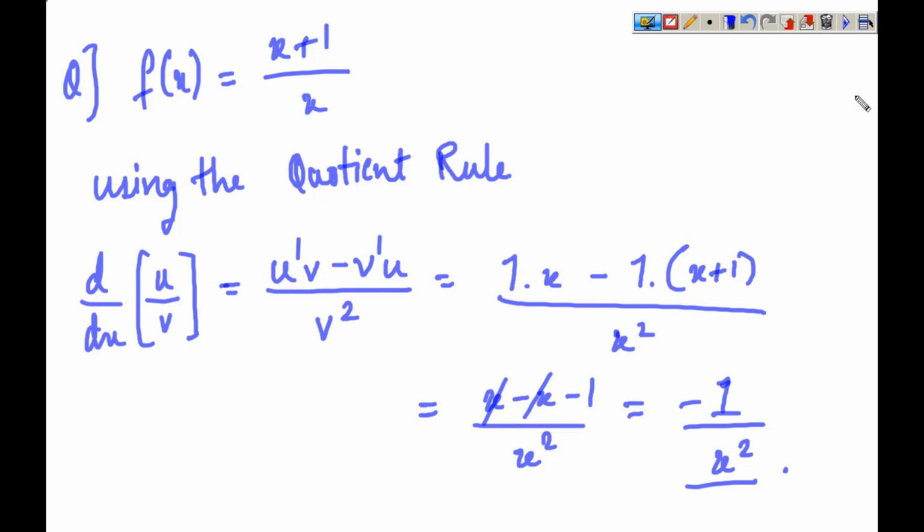So in today's video we talked about the algebra of derivatives without using the limit part.